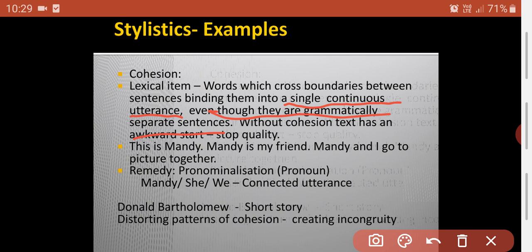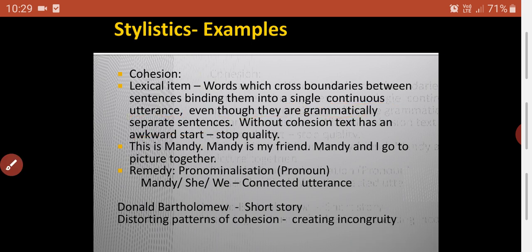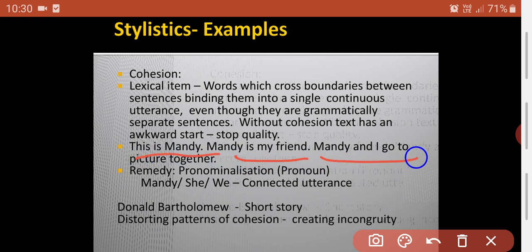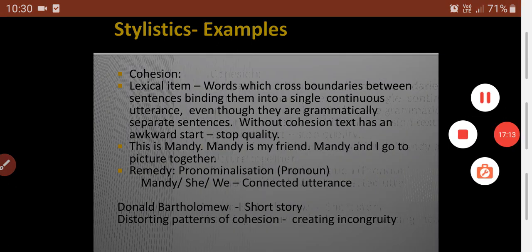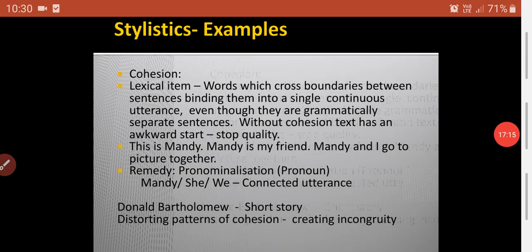So here, look at this sentence. This is Mandy. Mandy is my friend. Mandy and I go to picture together. What is so awkward about it? Don't you find these sentences a bit awkward? What is so peculiar about these sentences?